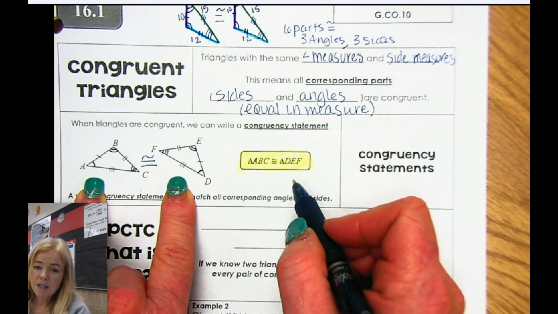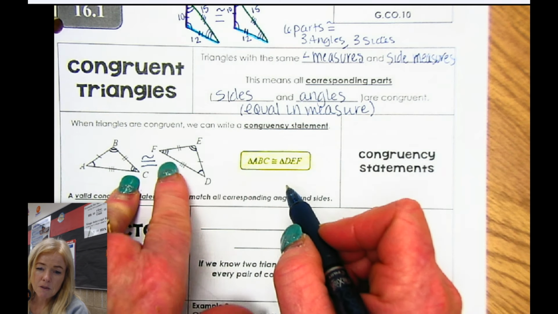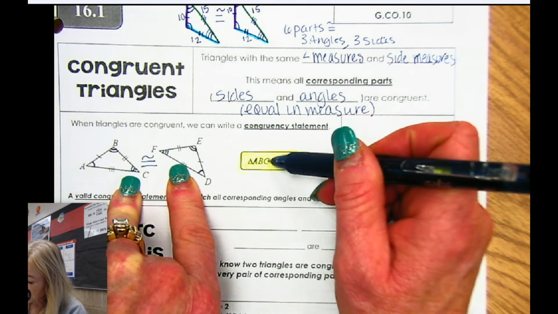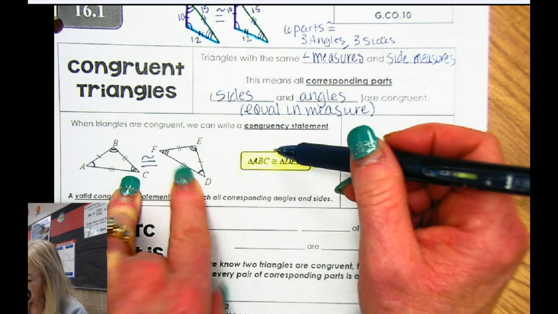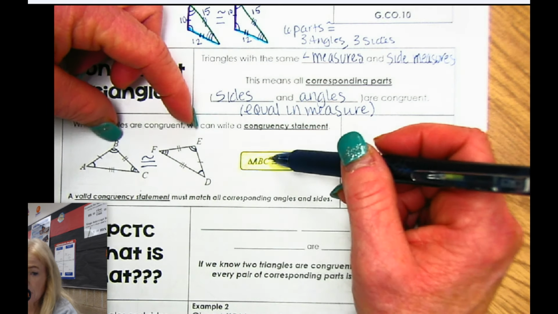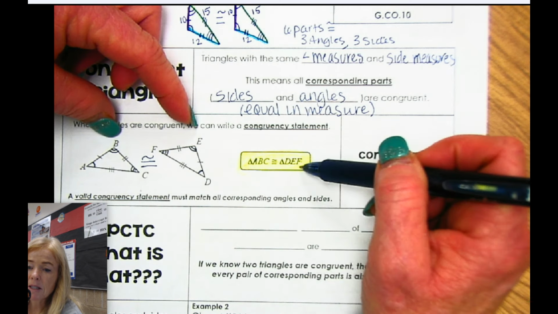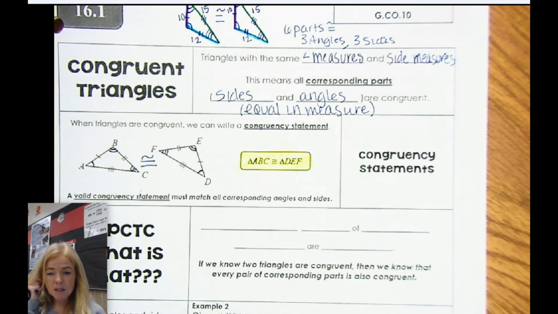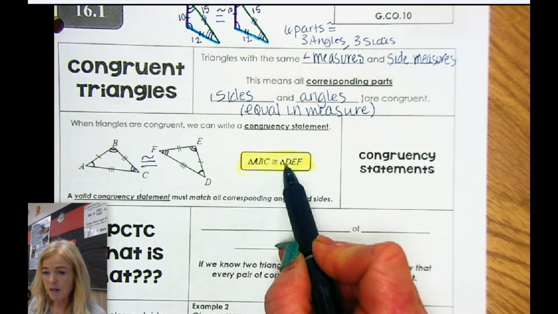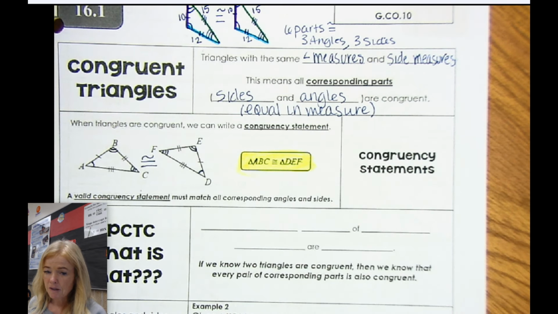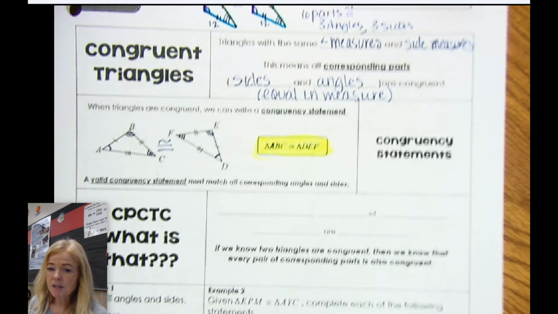If you have C and F, and C is last, then F is last because they're congruent. And then you have B and E. If B is second, E is second. So they're all lined up that way in the congruency statement. Triangle ABC is congruent to triangle DEF. Now that is a valid congruency statement.